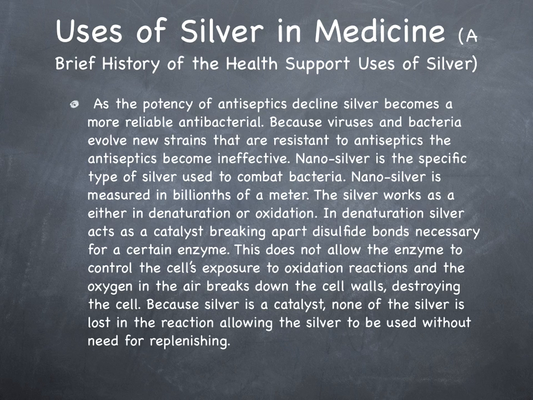Nanosilver is a specific type of silver used to combat bacteria. Nanosilver is measured in billionths of a meter. The silver works through either denaturation or oxidation. In denaturation, silver acts as a catalyst, breaking apart disulfide bonds necessary for a certain enzyme. This does not allow the enzyme to control the cell's exposure to oxidation reactions, and the oxygen in the air breaks down the cell walls, destroying the cell. Because silver is a catalyst, none of the silver is lost in the reaction, allowing silver to be used without need for replenishing.